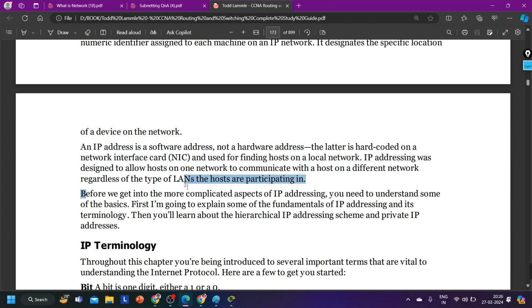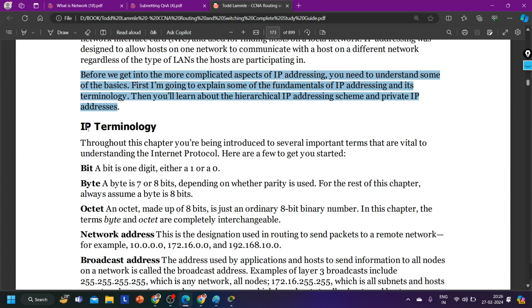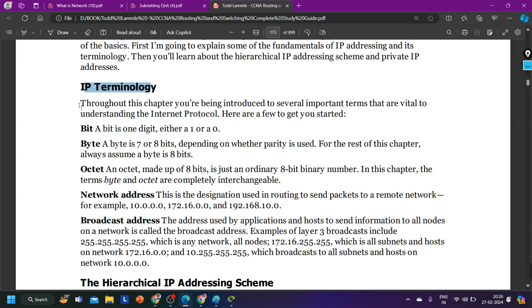Before we get into the more complicated aspects of IP addressing, you need to understand some of the basics. First, I am going to explain some of the fundamentals of IP addressing and its terminology. Then you will learn about the hierarchical IP addressing scheme and private IP addresses. Now, the IP terminology you will see throughout this chapter.